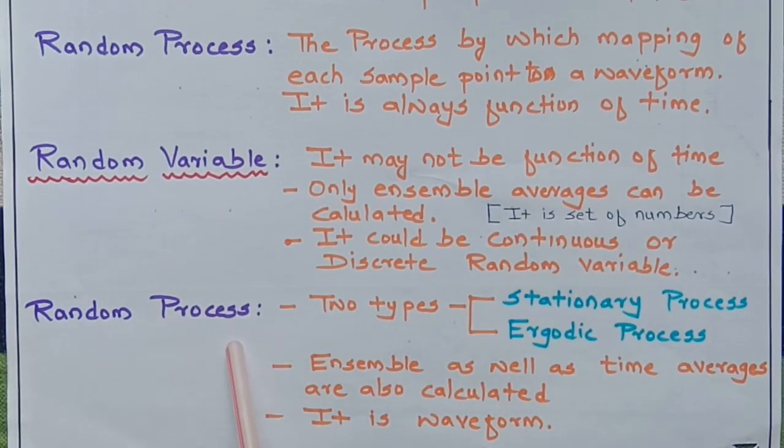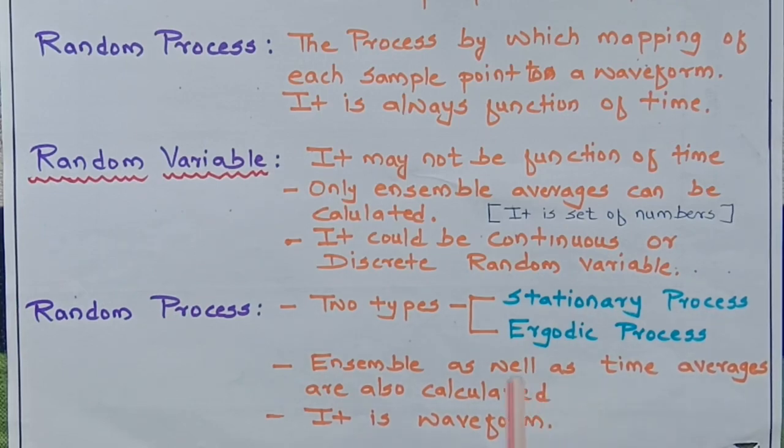But what about a random process? A random process is basically of two types. It could be a stationary process, or it could be an ergodic process, which we will see later in the next lecture. And in a random process, both the ensemble as well as time averages can be calculated. And a random process is not just a set of numbers, it is a waveform. So I hope you got the difference between random process and random variable. See guys, I am giving much time to this topic of random process so that afterwards you can understand the topics easily.